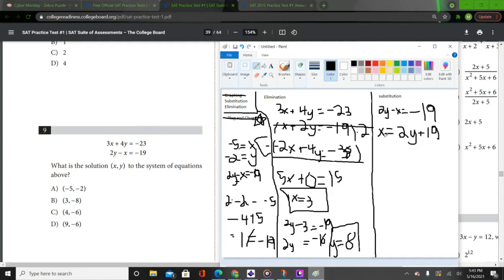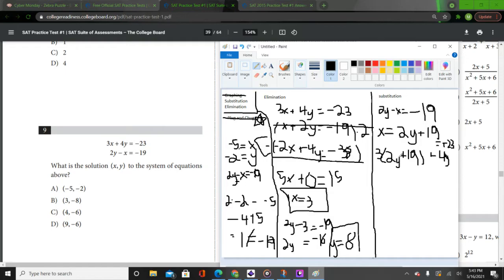So now we have 3x plus 4y is equal to negative 23. So instead of 3x, we're going to do 3 times 2y plus 19, plus 4y is equal to negative 23. I didn't draw the equal sign properly. And basically now we're going to multiply the 3 by the 2y plus 19, and then add the 4y, and we'll simplify it.